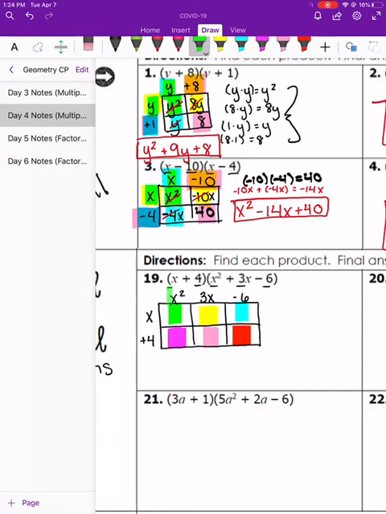So to do my green ones, I'm going to do the x squared times the x. So x squared times x equals x cubed. Then for my yellow, it's going to be the 3x times the x. So x times 3x equals 3x squared.